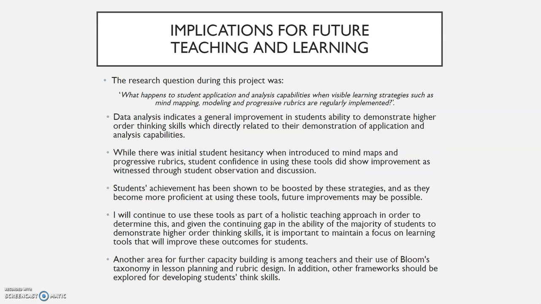The research question during this project was: what happens to students' application and analysis skills when visible learning strategies such as mind mapping, modeling, and progressive rubrics are regularly implemented? Data analysis indicates a general improvement in student ability to demonstrate higher order thinking skills, which directly related to their demonstration of application and analysis capabilities. While there was initial student hesitancy when introduced to mind maps and progressive rubrics, student confidence in using these tools did show an improvement as witnessed through student observation and discussion.